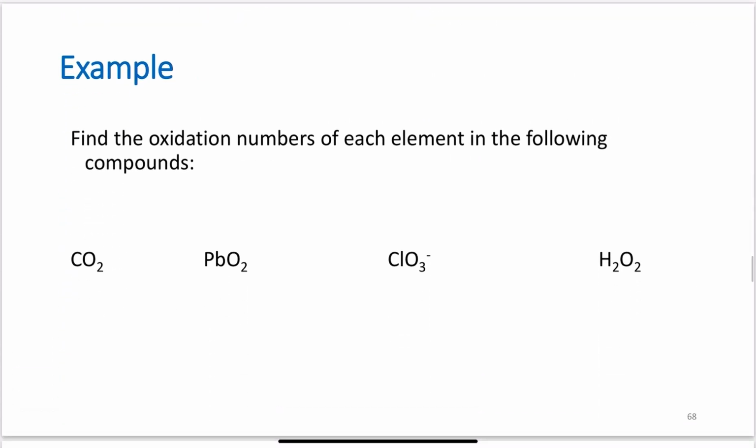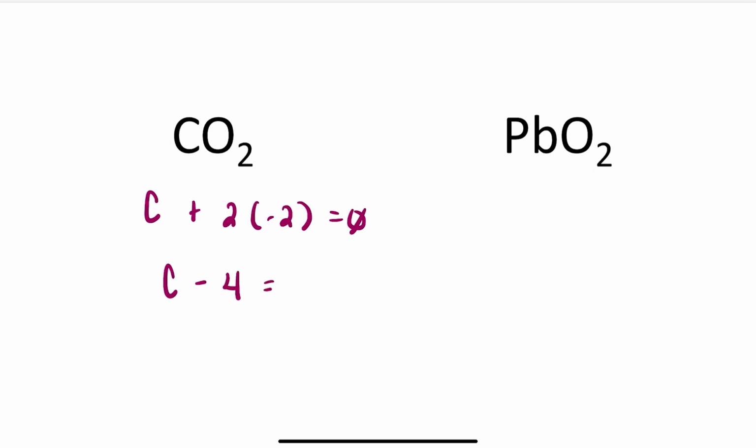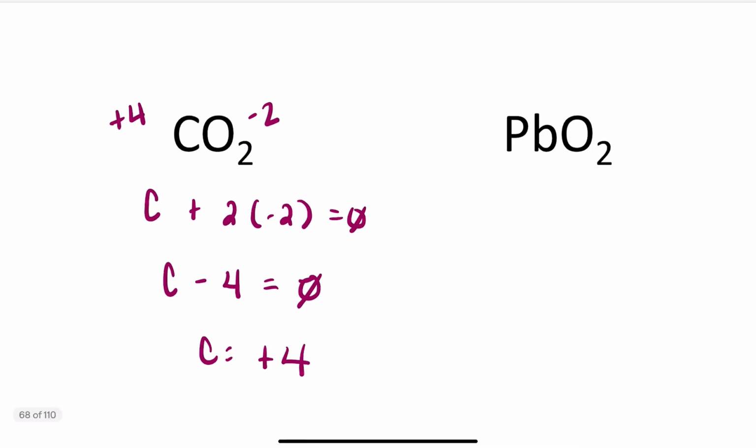Find the oxidation numbers of each element in the following compounds. CO2. I've got carbon, and I know I've got 2 oxygens, and I know oxygen likes to be a -2 charge. The compound overall has a 0 charge. So carbon -4 is equal to 0. Carbon must be +4. And if you can just see that in your head, you don't have to do all the math like that. I don't care. Some students just have a hard time seeing it.